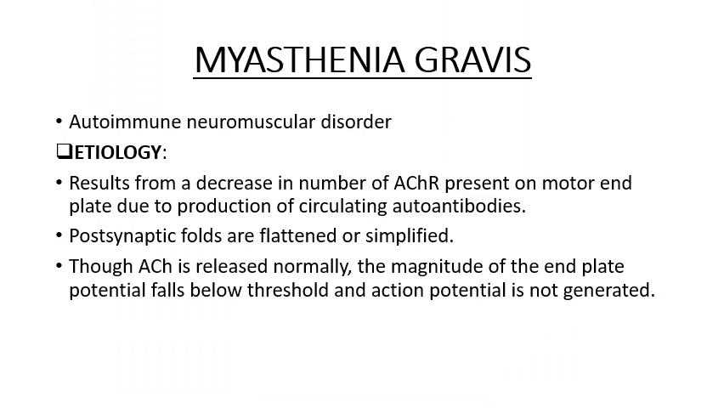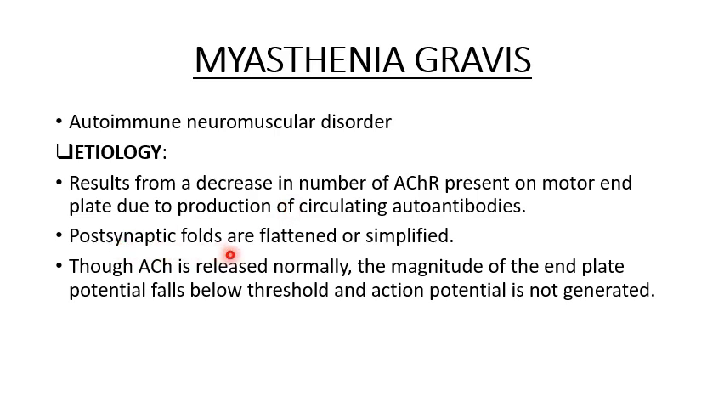Now, let's talk about the clinical application of the neuromuscular junction. Let's talk about the disease myasthenia gravis. It is an autoimmune neuromuscular disorder. Etiology: it results from a decrease in the number of acetylcholine receptors on the motor end plate due to production of circulating autoantibodies against these receptors.